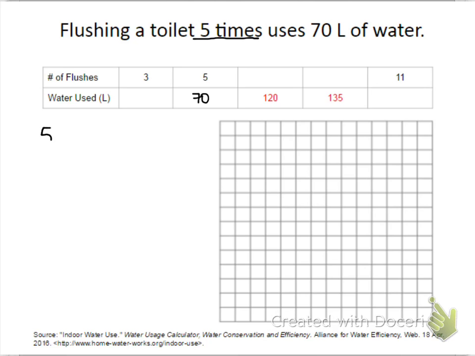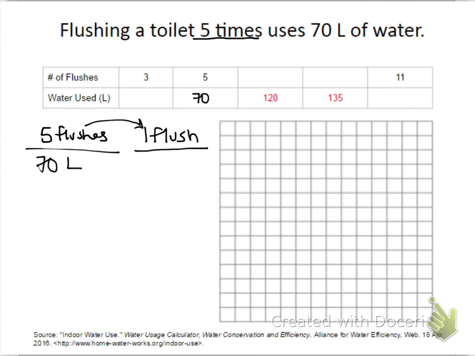So if I have 5 flushes, and that's 70 liters, I need to figure out how many liters are in one flush. So my next rate would be 1 flush. Okay, if I go from 5 down to 1, I'm going to divide by 5. So I would do the same thing with my denominator down here, 70 divided by 5.